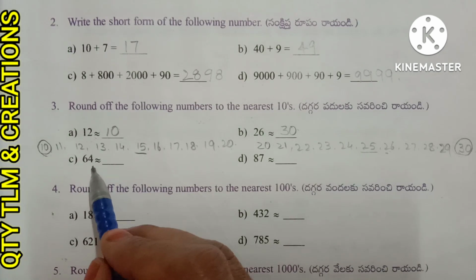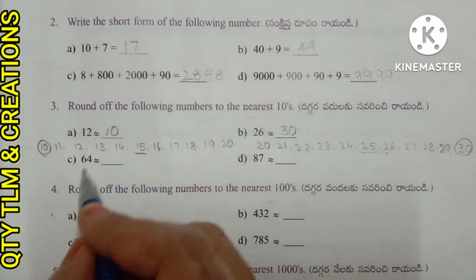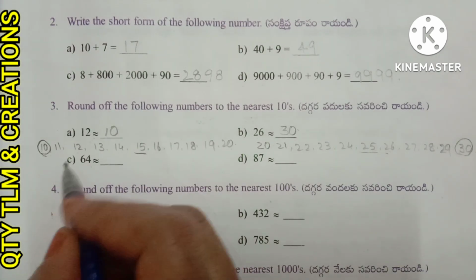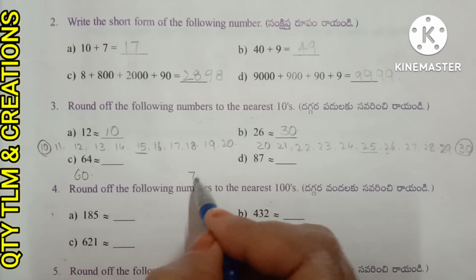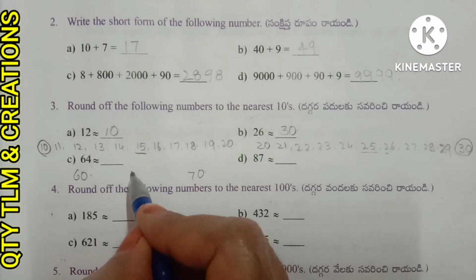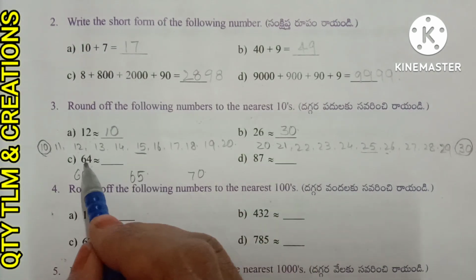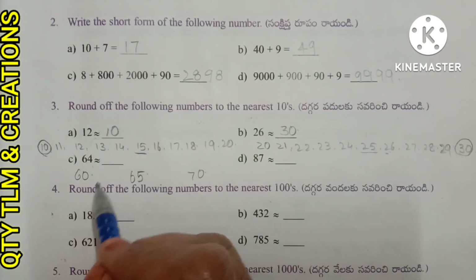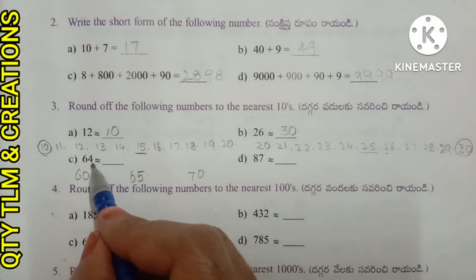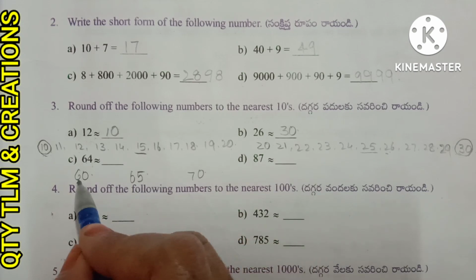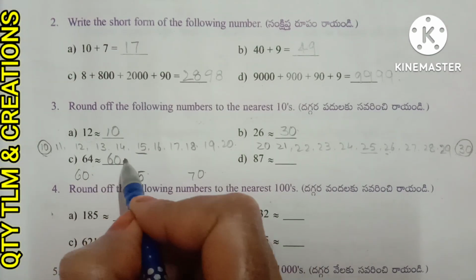Next 64. Here also we have to remember that 64 is between 60 and 70 and identify the mid number, that is 65. So 64 comes before 65 and is nearer to 60. If 64 is rounded off to the nearest 10, it becomes 60. So we have to write here 60.